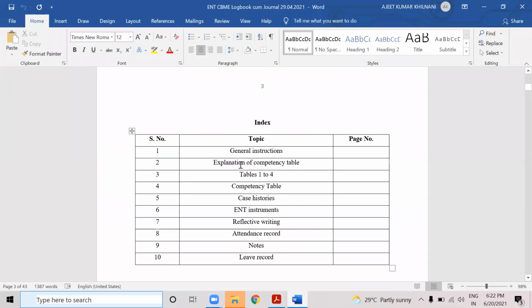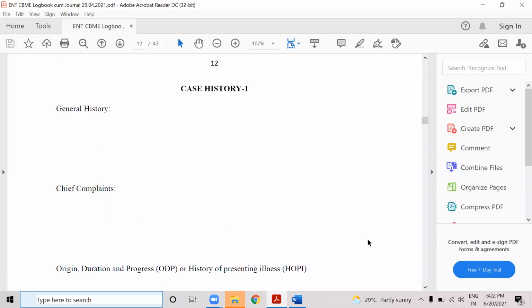So this is over. Now I have explained the competency table, and how I have put it, I have shown here. Now some pages I have reserved for case histories. So what I feel is that during the ENT training, a student should at least write independent 5 histories in the logbook. So in that sense, we can say that this is a logbook come journal. Okay. So I have kept some pages for case histories also.